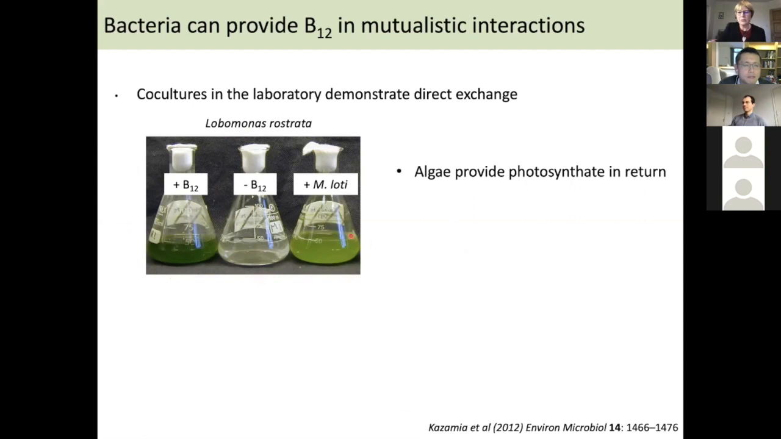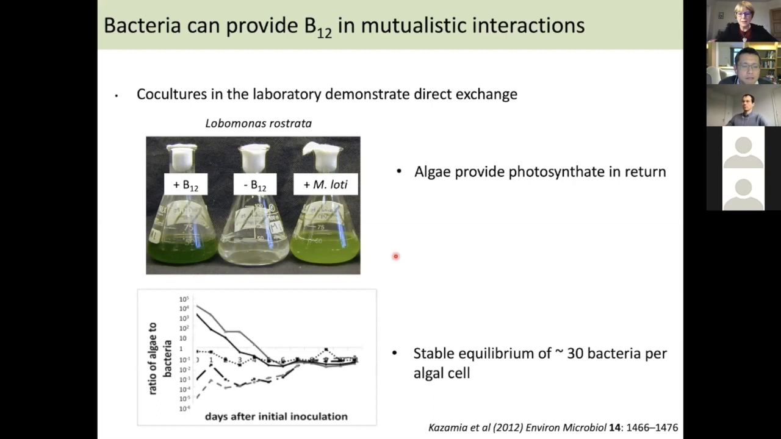But if we include a bacterium, Mesorhizobium loti, a soil bacterium, in the culture, then that supports the growth of the alga, so it's green. The bacteria can't grow in this media either. So they can grow here and provide B12 to the algae because the algae provide photosynthate. We don't actually know what the molecule is, but sugars or amino acids in return for the vitamin B12. And these interactions are actually typical of microbial communities.